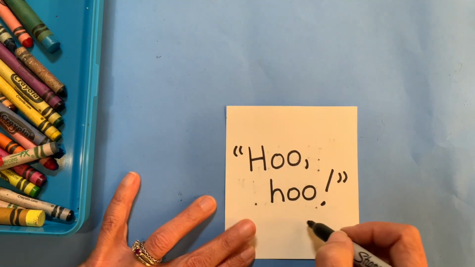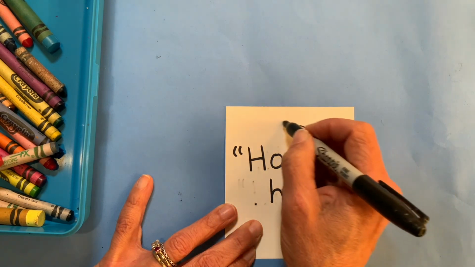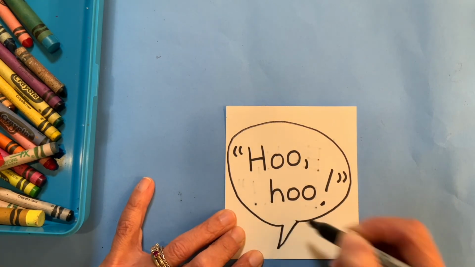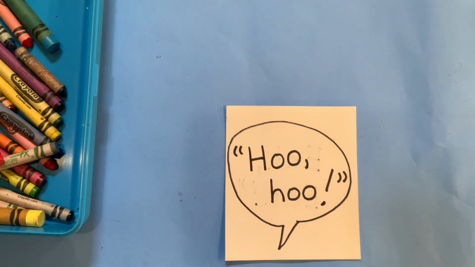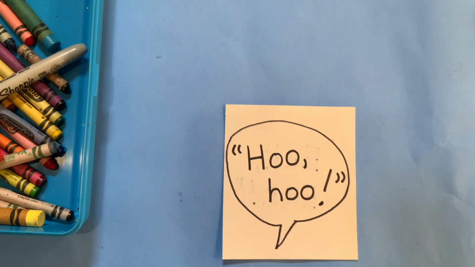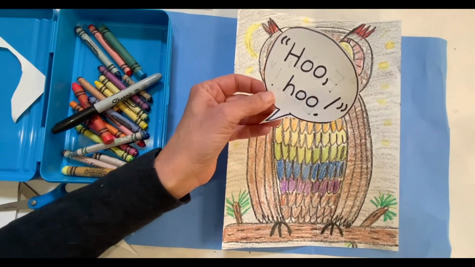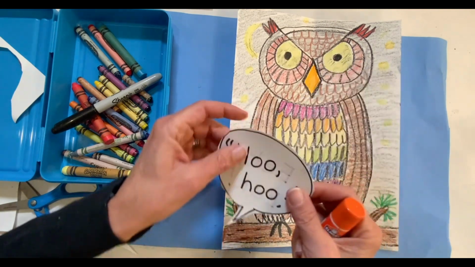Now I'm going to draw an oval all the way around it. That's making a speech bubble. And then a little arrow to show where it's going to come from. You're going to cut this out, and then later we're going to glue it. So I've cut my speech bubble out, and it's pointing this way, so it's going to look like the owl is saying it.